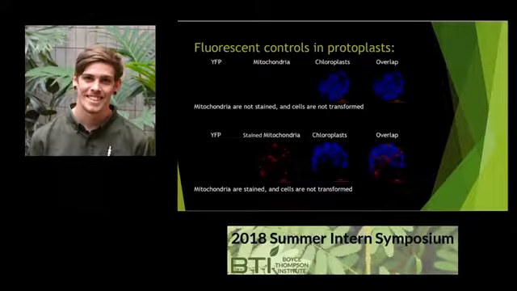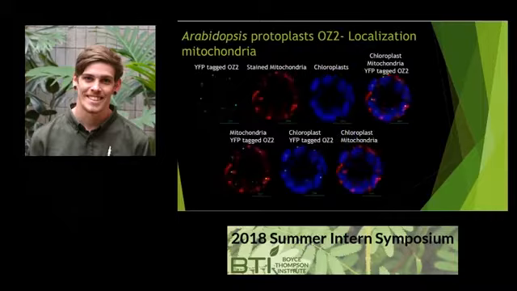So these are protoplasts from Arabidopsis. Here we can see the protoplast is expressing the OZ2 construct that I tagged with YFP, shown in green. Then we can see the stained mitochondria, and then when we combine these images, we get an overlap of the two, where we can see a trend of co-localization between the mitochondria and the OZ2 protein.